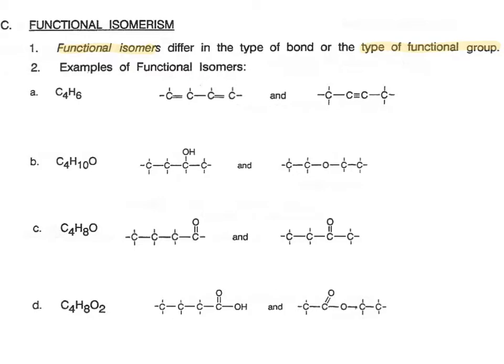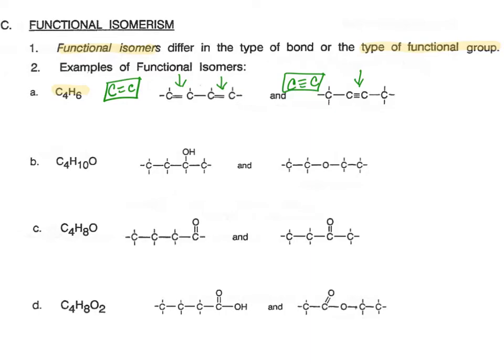Let's start with letter A, which has the molecular formula C4H6. First, we need to find those functional groups. So in the first one, we see there are 2 double bonds, and in the second one, there is just a triple bond. Since these have the same molecular formula, but 2 different functional groups, these will be functional isomers.